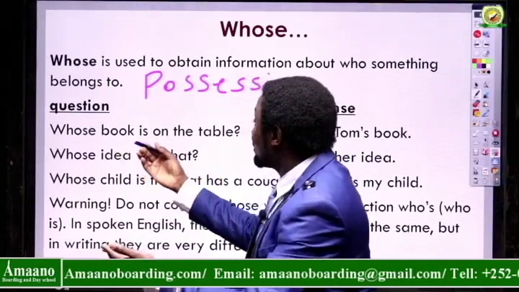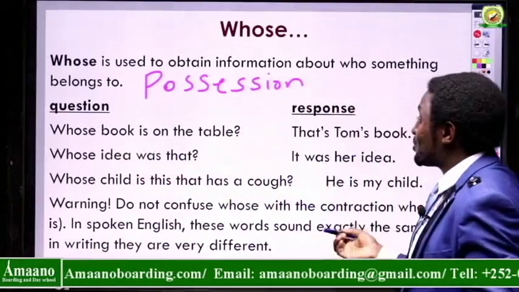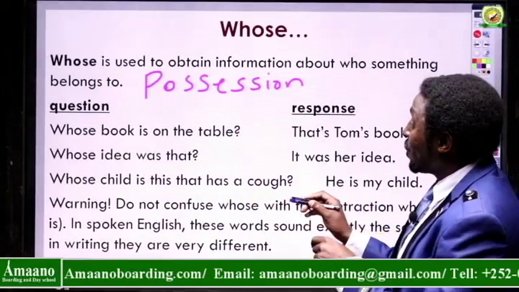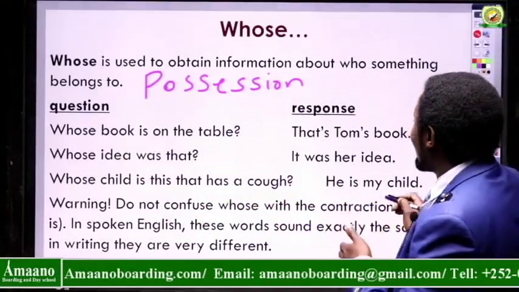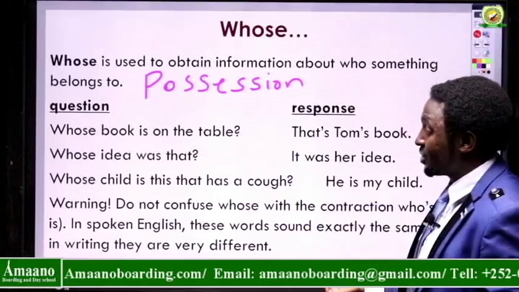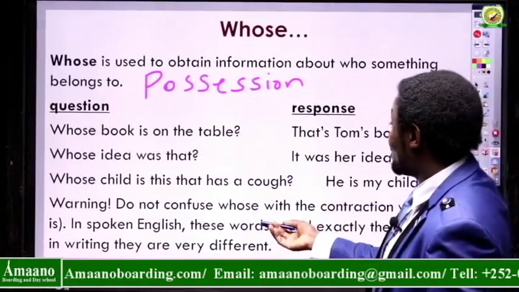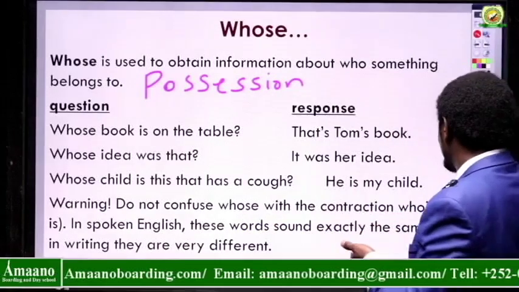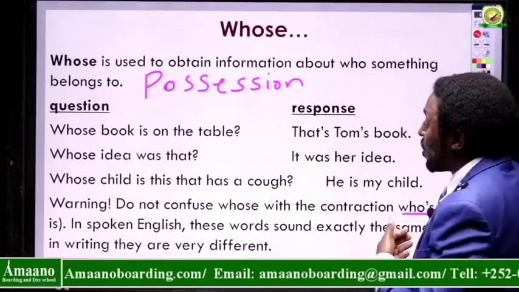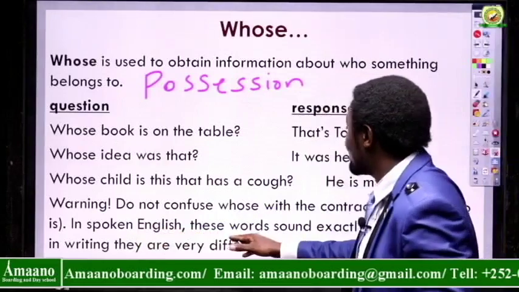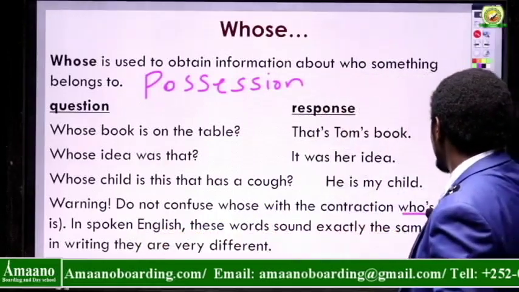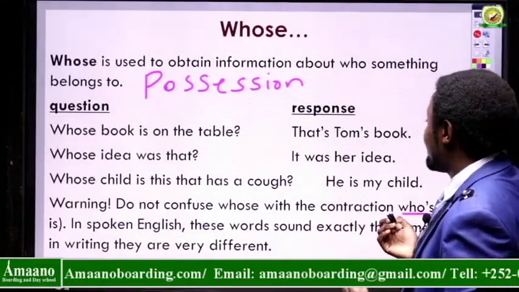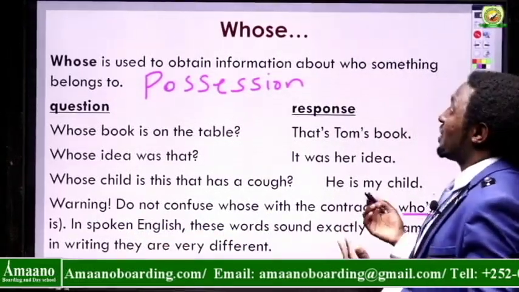For example, whose book is on the table? That's Tom's book. Whose idea was that? It was her idea. Whose child is this that has a cough? He is my child. Warning, do not confuse whose with the contraction who's. Who's is the short form of who is. In spoken English, these two words sound exactly the same, so they are homophones, but in writing, they are very different. So that is simple.